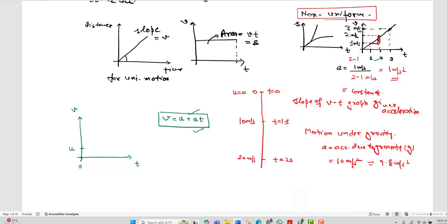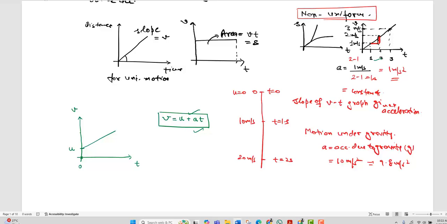So at t equal to 0, when you become proficient in graph drawing and all that, then I will tell you, but I am telling you right now. At t equal to 0, the velocity is u, and because the acceleration is constant, we are going to get a straight line graph for the velocity-time situation for constant acceleration.